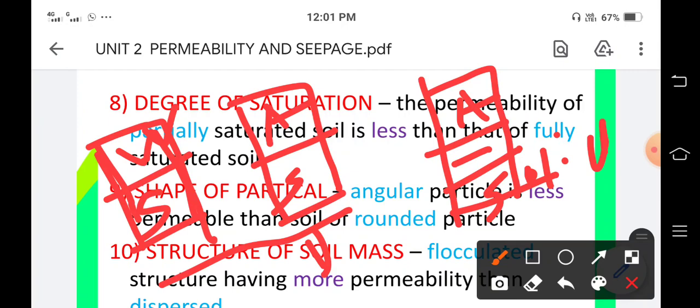So for fully saturated soil there will be more permeability, and for partially saturated soil there will be less permeability. What is the reason behind that? Because fully saturated soil already contains a full amount of water, so there will be more flow of water, and for partially saturated soil there will be a lesser amount of water, due to which there is less flow. So for fully saturated soil there is more permeability, and for partially saturated soil there is less permeability.